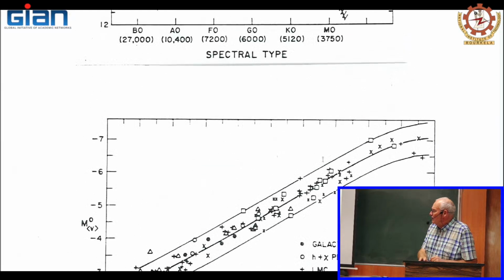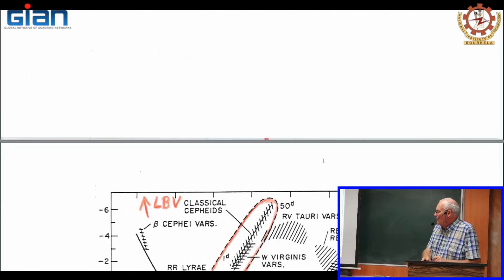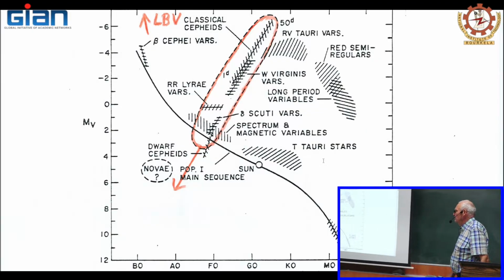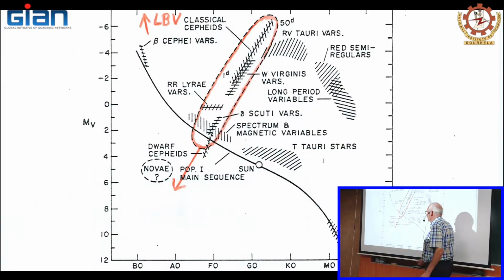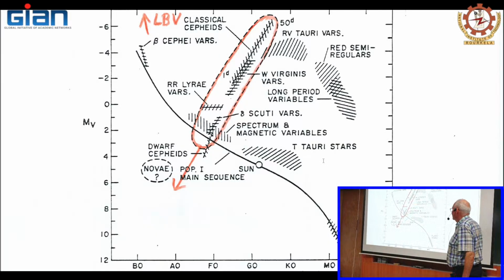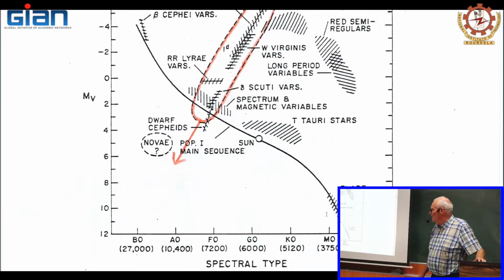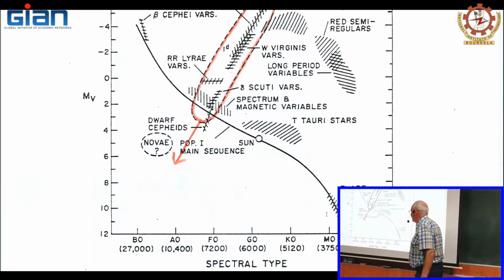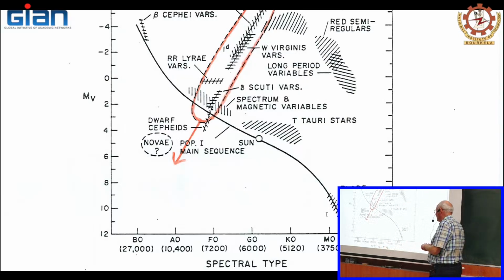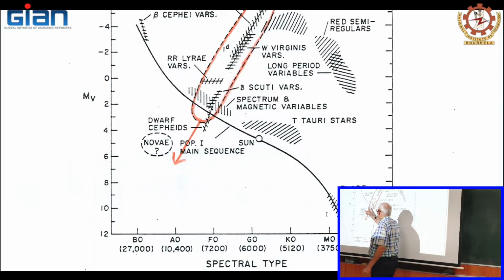Okay, so this strip in the HR diagram is shown in this picture. We have an HR diagram where the absolute visual magnitude is plotted as a function of the spectral type or the effective temperature down here. The hot stars are on the left side, the red stars on the right side. Here we have this main sequence, and here is the position of our sun.